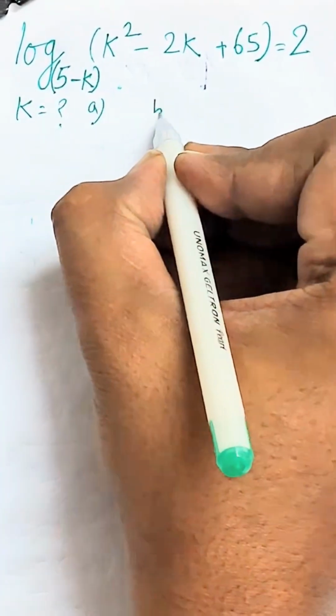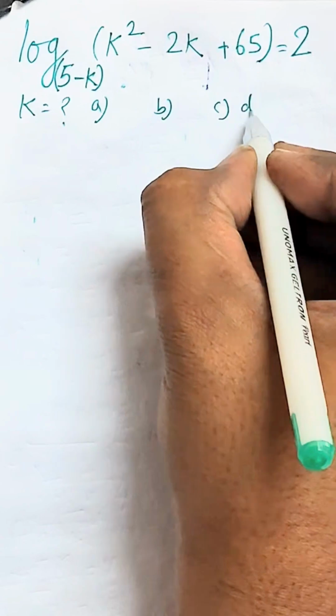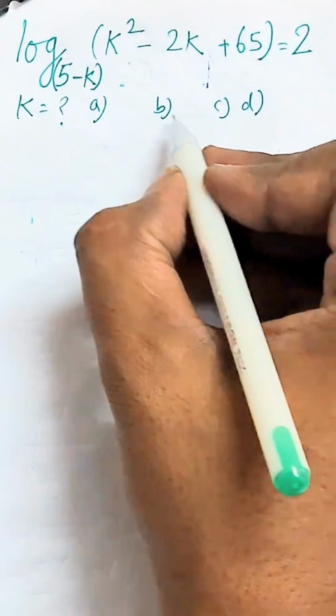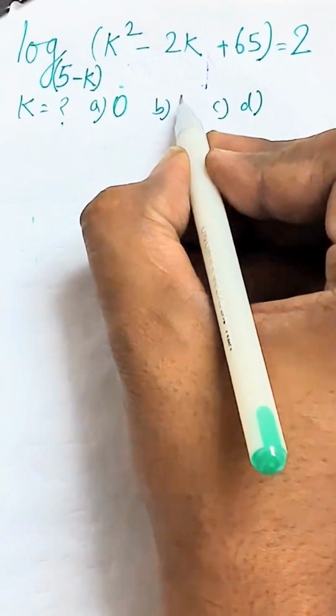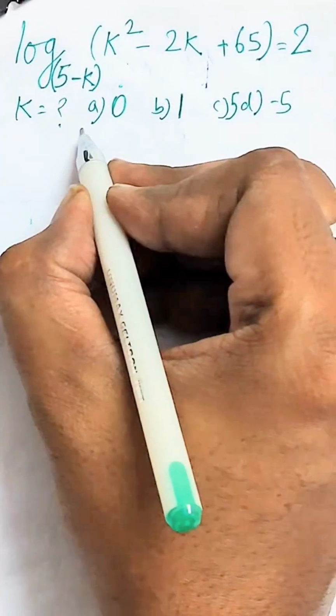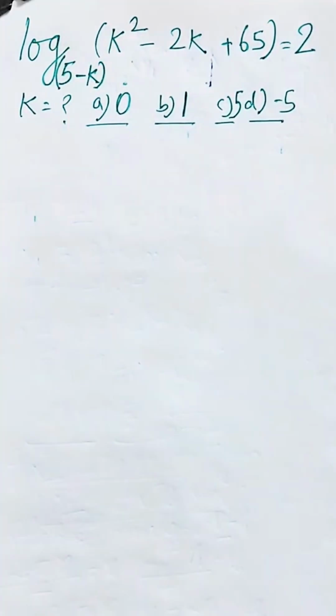And we have four options with us, A, B, C and D, and the four options are 0, 1, 5 and -5. It's either 0, 1, 5 or -5. So which of these options is correct, that we need to see, right?